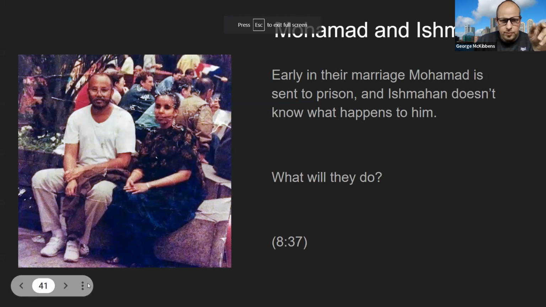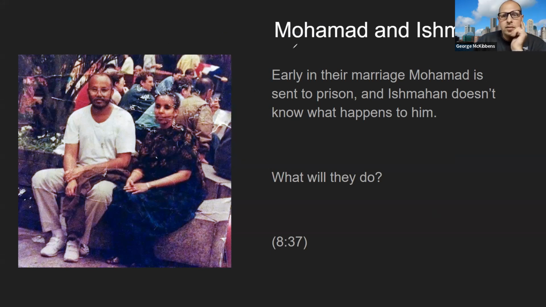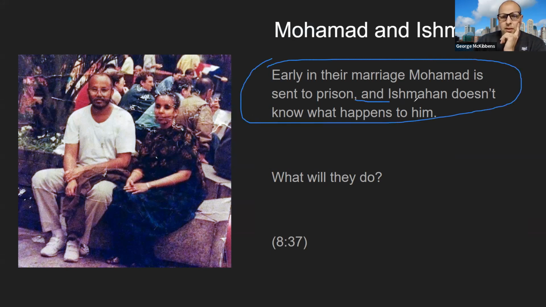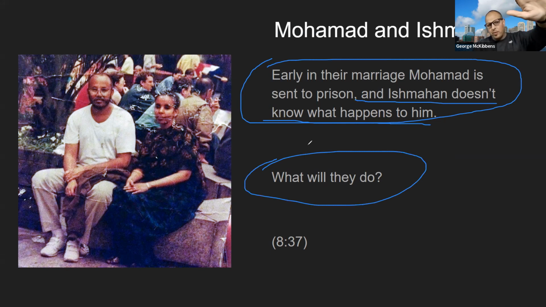So here's Muhammad and Ishmahan. And by the way, these are all real people. This is not fiction. You could say it's stranger than fiction. All right. So early in their marriage, Muhammad is sent to prison and Ishmahan doesn't know what happens to him. What will they do? I want to hear from everybody. What should she do? Should she just find somebody else, move on with her life, forget he existed? Should she start a campaign? Free Muhammad, get my husband out of there? No. What should she do in this situation? I want to hear what everybody thinks.